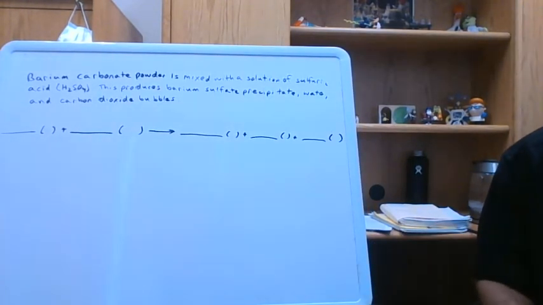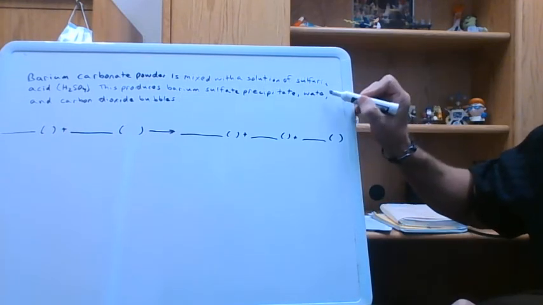Another skill you should have learned this semester, and unfortunately we didn't cover this in person, but you should be able to read a description of a chemical reaction and convert it to the actual chemical equation. So in this case we have barium carbonate powder is mixed with a solution of sulfuric acid. This produces barium sulfate precipitate, water, and carbon dioxide bubbles.